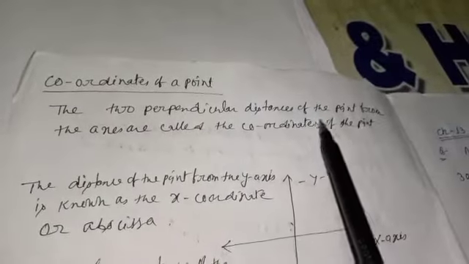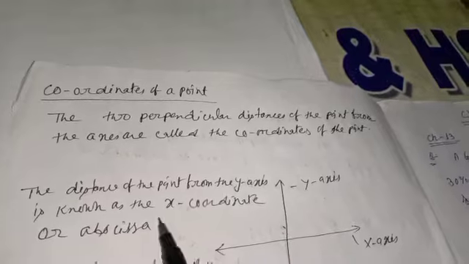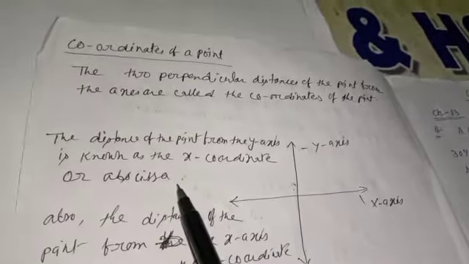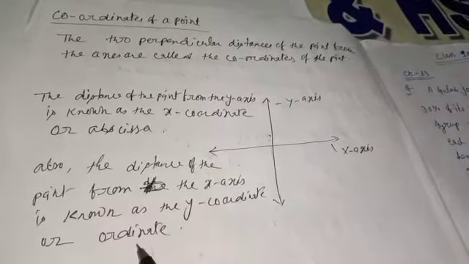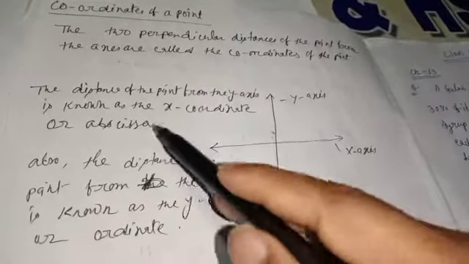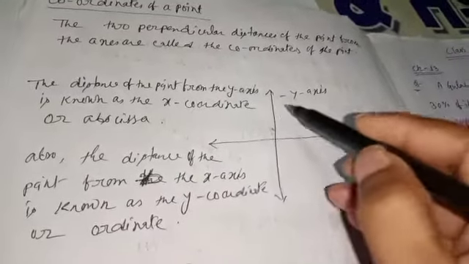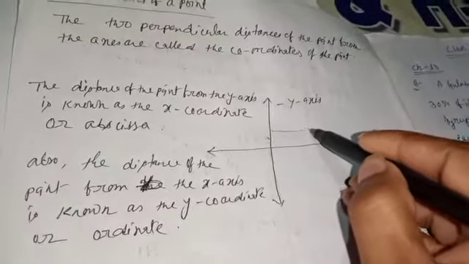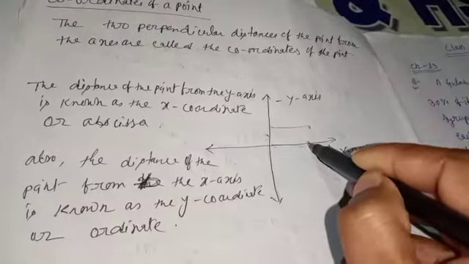Next you see coordinates of a point. The two perpendicular distances of the point from the axes are called the coordinates of the point. The distance of the point from the y-axis is known as the x-coordinate or abscissa. Also the distance of the point from the x-axis is known as the y-coordinate or ordinate. Here two things are important, abscissa and ordinate. From the y-axis, what is the distance? Like 1, 2, 3, 4. If it is 4, then this distance is 4. This is called what? Abscissa.